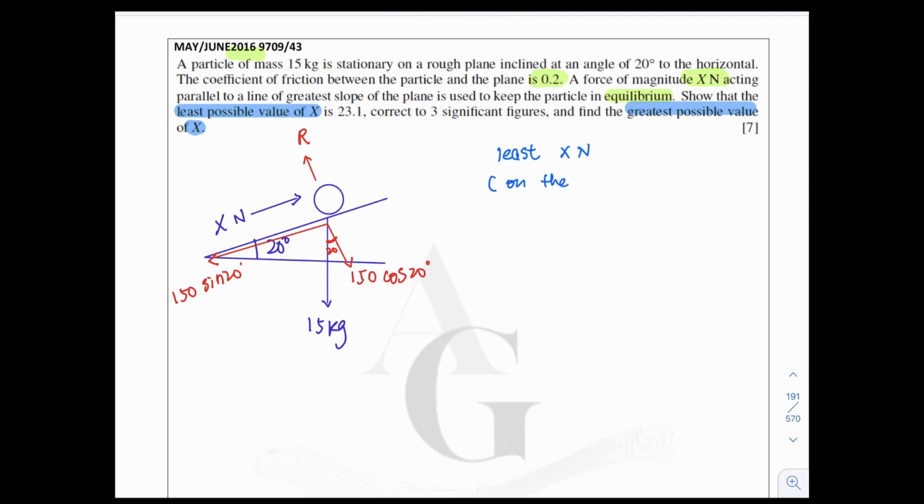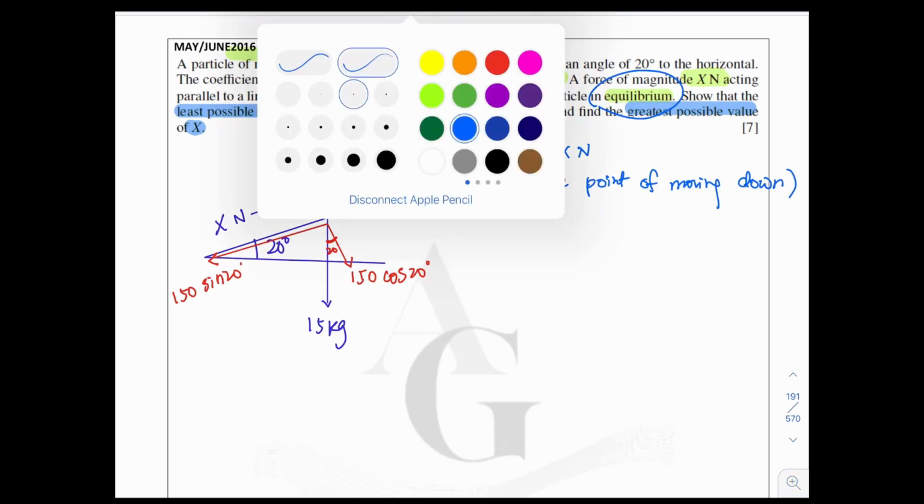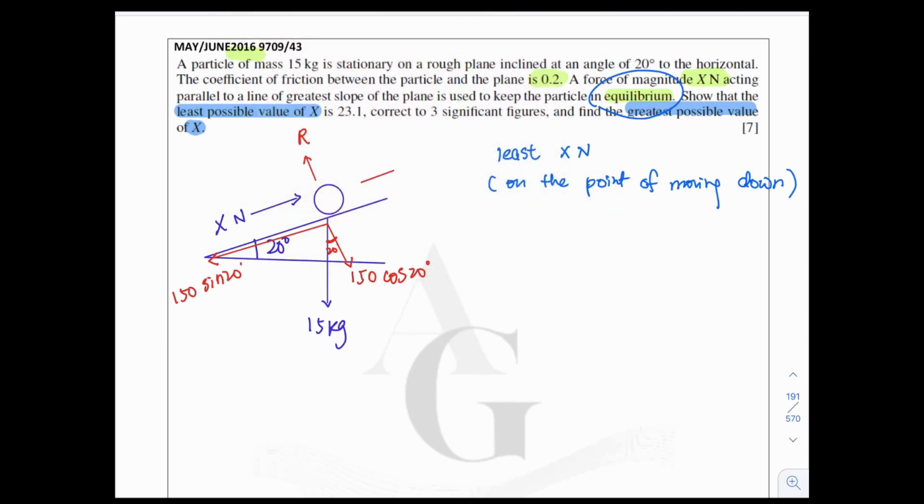On the point of moving down. So when it's on the point of moving down but it's not moving because of the word equilibrium here, then the friction should be in the opposite direction. Oh, sorry. It should be here because it's on the point of moving down, so friction should be acting up.